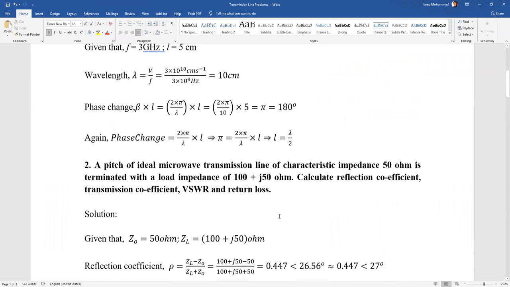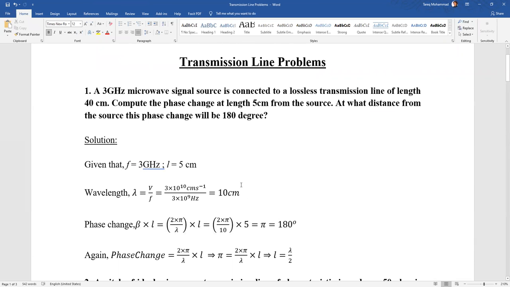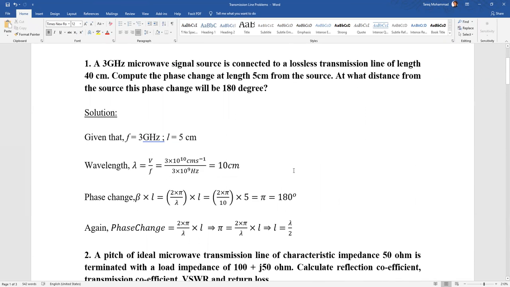Okay. So first math, let's look at the first math. A 3 GHz microwave signal source is connected to a lossless transmission line of length 40 centimeters. Compute the phase change at length 5 centimeters from the source. At what distance from the source will this phase change be 180 degrees?